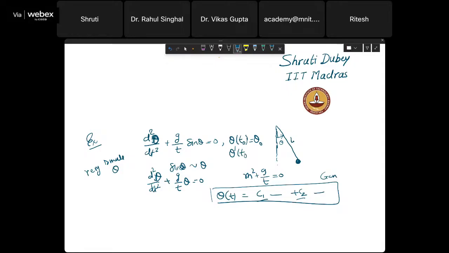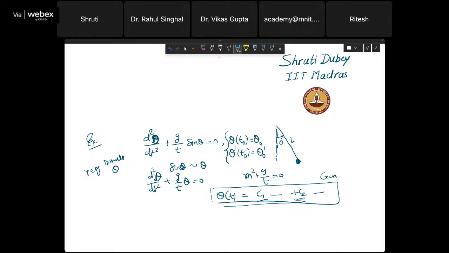Suppose we know even the velocity of the motion of this pendulum at the initial time, which I am denoting by, say, theta naught dash. Then with the help of these two initial conditions, we can find out C1 and C2. So this is the idea which we all know from differential equations. Such cases we can easily handle and get the solution as well.